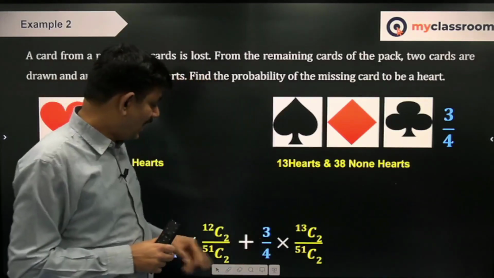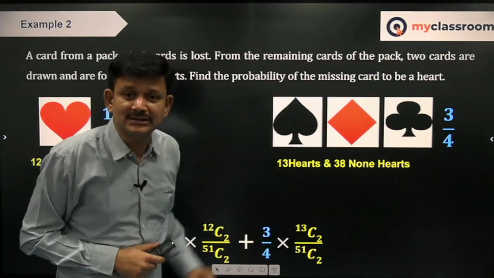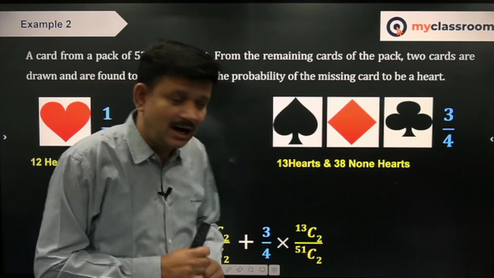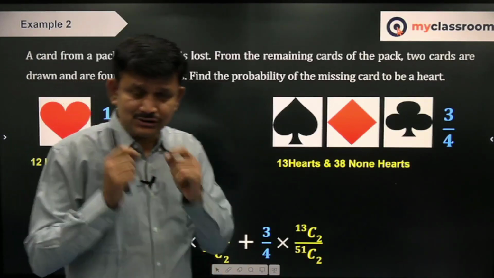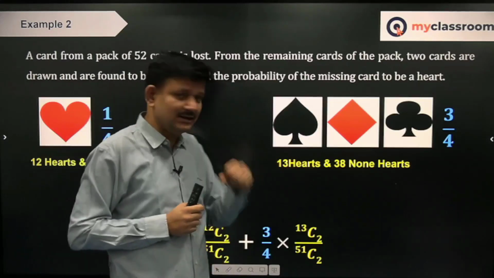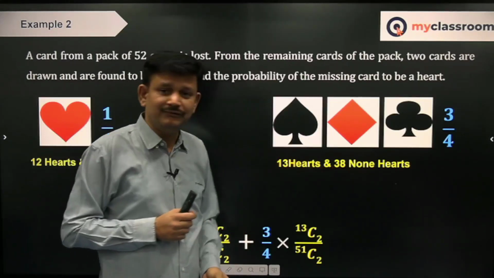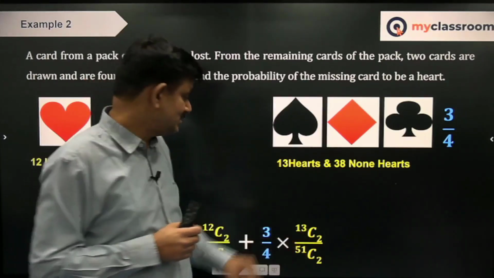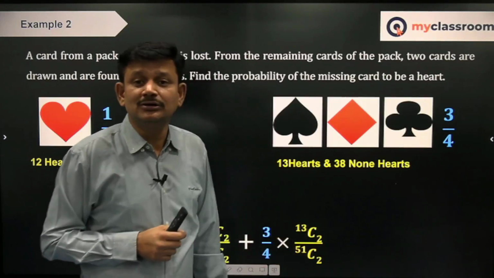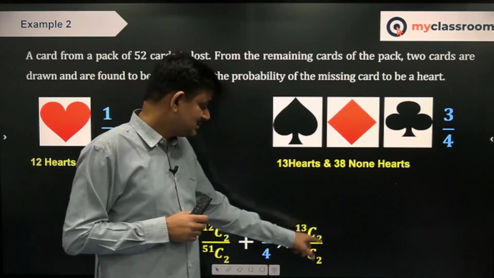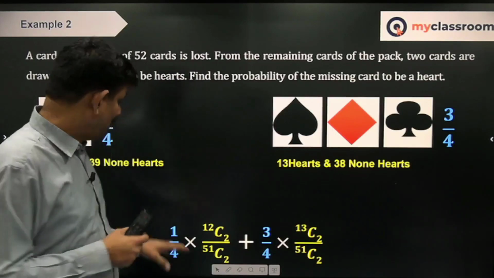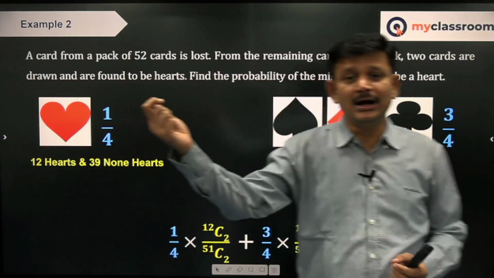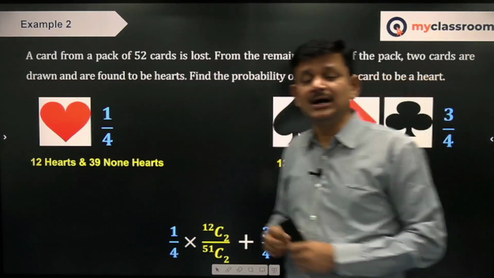Or the second case, what is it? The missing card is not a heart. What is the probability that the missing card is not a heart? 3 by 4. And given that the missing card is not a heart, how many hearts are left? 13 hearts are left out of a total of 51. So out of 51, I am picking any two cards. I can do that in 51C2 ways. And what is the probability that both of them turn out to be hearts? 13C2 divided by 51C2. Now this is the total probability that from the pack of these 51 cards, if you are drawing two cards, both the cards are hearts.